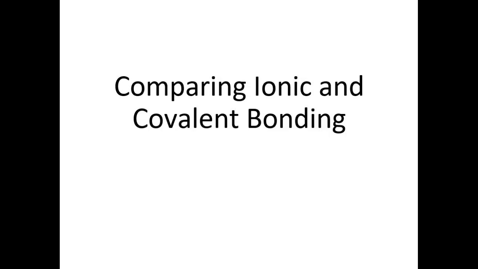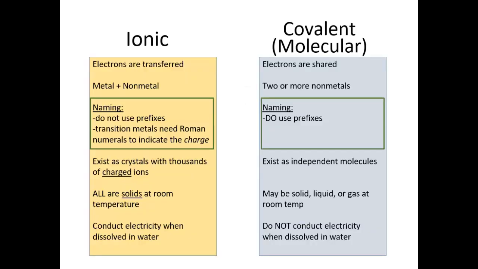In this lesson, we're going to compare ionic and covalent bonding. To begin, we're going to look at this chart, and I'd like for you to copy this chart into your notes. You may want to just pause the video, copy this chart down, and then pick back up when you've got it copied down. For ionic bonds, electrons are transferred. For covalent bonds, electrons are shared.